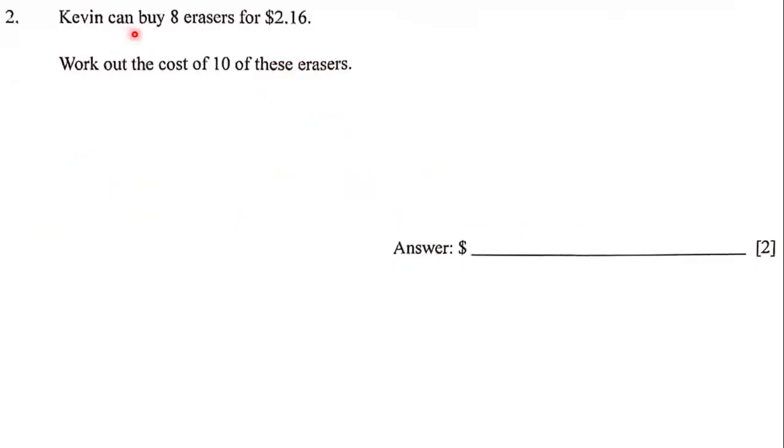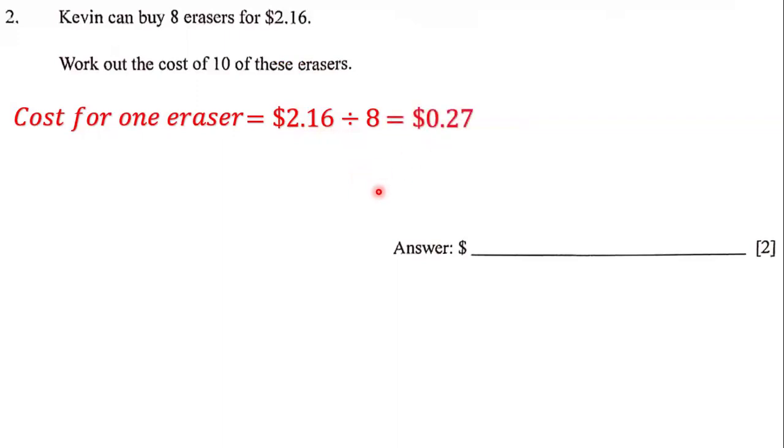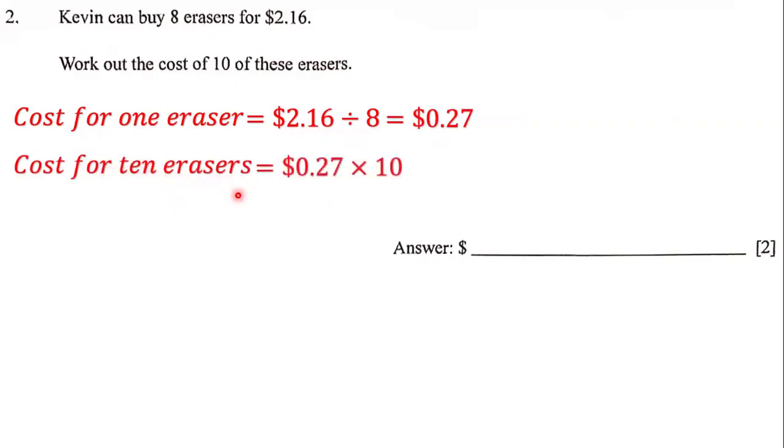It says Kevin can buy 8 erasers for $2.16. Work out the cost of 10 of these erasers. So first, we're going to figure out what is the cost for one eraser. And for the cost of one eraser, we're just going to divide. So we say $2.16 divided by 8, and that gives us 27 cents. And then since we need to figure out the cost for 10 erasers, we're going to say 27 cents multiplied by 10, and that gives us $2.70. So the answer here is $2.70.